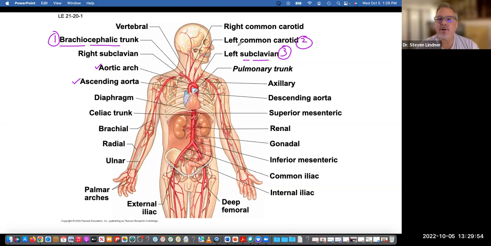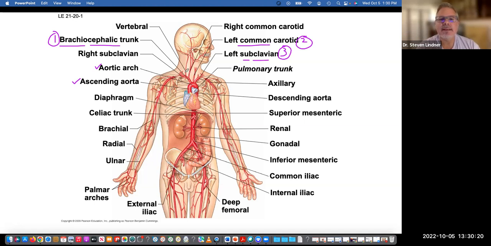Left common carotid, anything that has the word common, it is safe to assume that somewhere along its path, a common will divide into an internal and external something. Whenever you see the word common, it's safe to assume most of the time it will divide into an internal and external something. Okay, so those are the three.